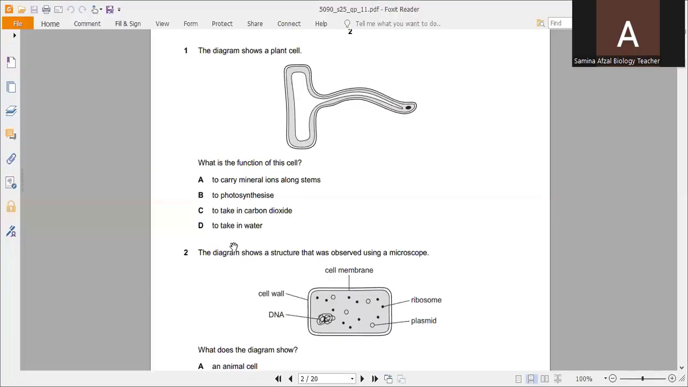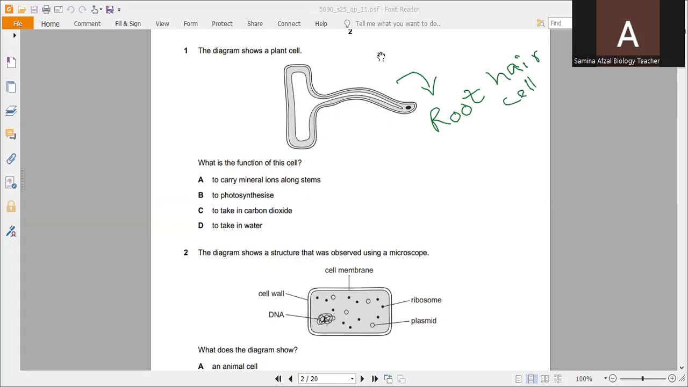Question number 1: the diagram shows a plant cell. What is the function of this cell? In this diagram, you can see a cell which has cytoplasm and a nucleus, and which is long and protruding. So this is the root hair cell. So what is the function of the cell?